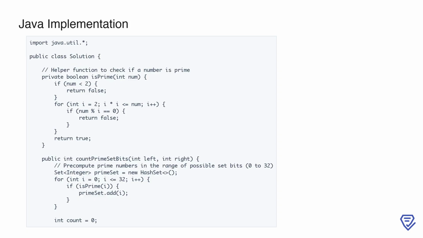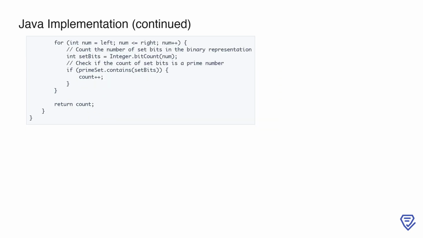Finally, we initialize a variable count to 0, which will keep track of the numbers in our range that meet the required condition. Now, we iterate through every number in the range from left to right, inclusive. For each number, we calculate the number of set bits in its binary representation using the Integer.bitCount method, which counts the ones in the binary form of the number. Once we have the count of set bits, we check if this value exists in the pre-computed prime set. If it does, it means the number satisfies our condition, so we increment the count variable.